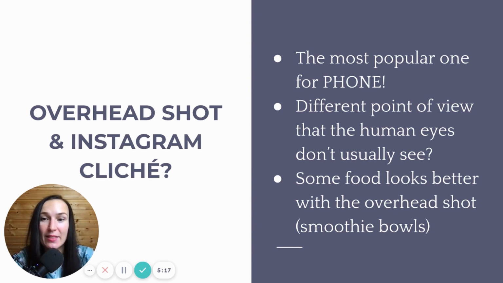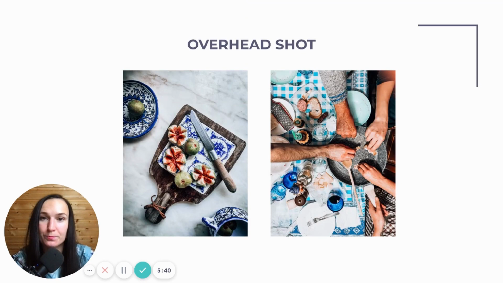For example, you can gather the whole table. That looks super, super awesome. And some food even looks better on the overhead shots. For example, if there's something in the bowl, like smoothie bowls, nowadays they make some beautiful art on top of the smoothies or on top of the salads. So there you can definitely complement the food when you're shooting overhead shots.